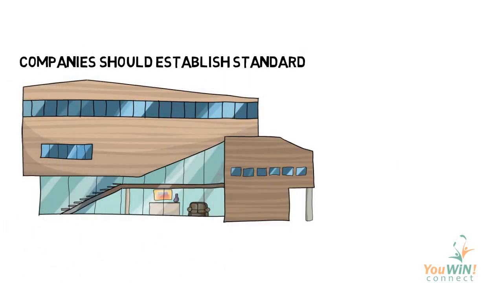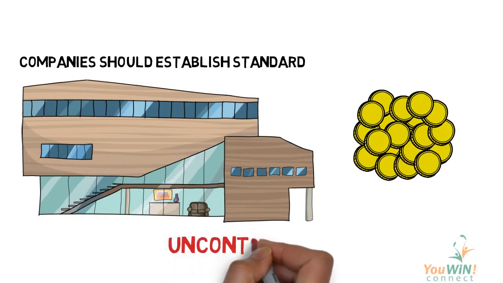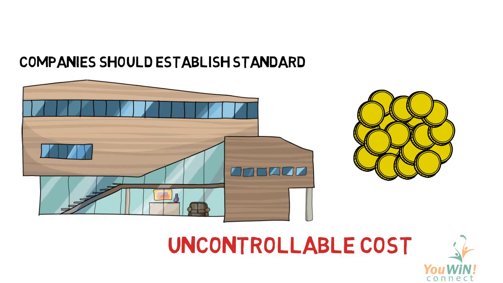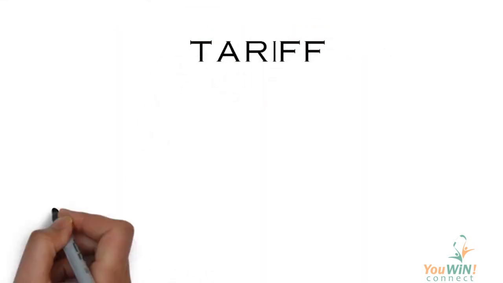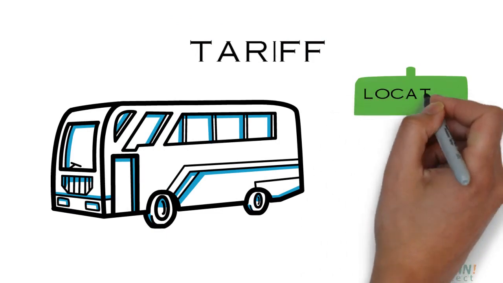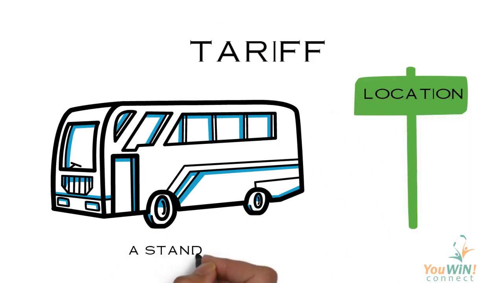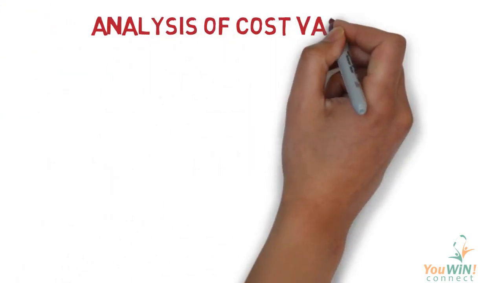Companies should establish standards for all costs and should begin with uncontrollable costs. For example, you can set a tariff for transportation in your business. These are standard costs. Based on the location, there's a standard tariff that is paid. This helps to watch and control cost. Analysis of cost variances.